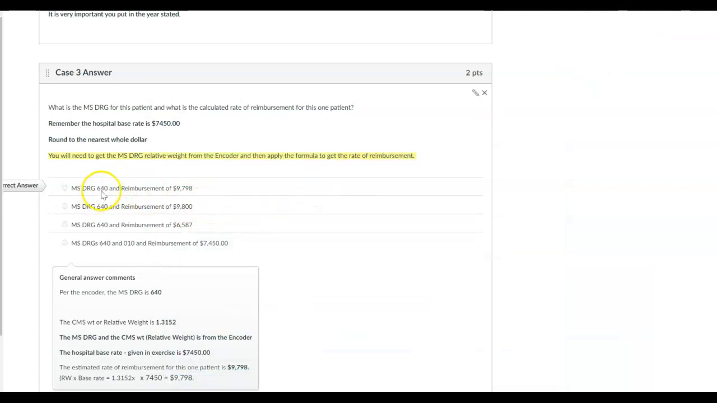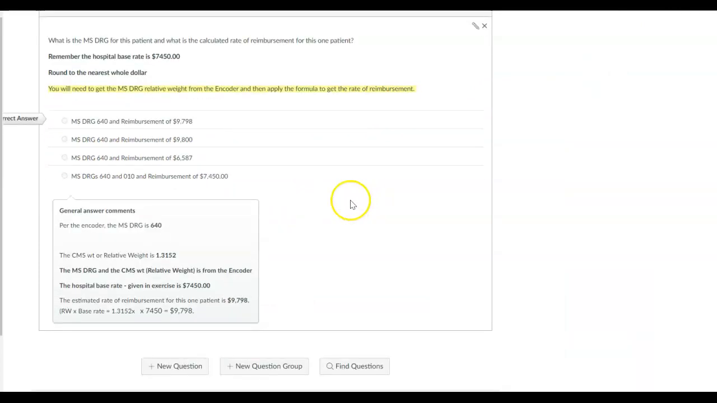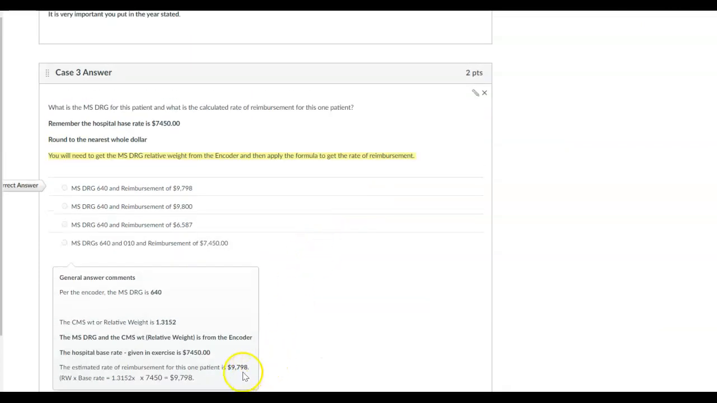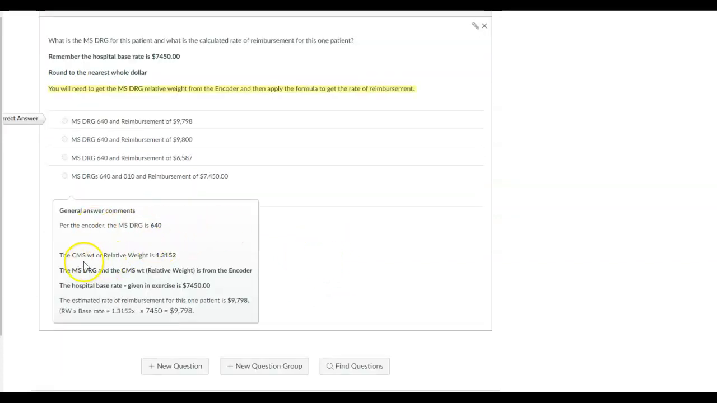Okay, so with the next one here, the DRG is going to be 640. Reimbursement, you need to figure it out, is $9,798. So remember, when we talk about relative weights, you take the relative weight times the hospital base rate, which equals 9,798. I do not round it up to 800. The only time you round it up is when it would come up to pennies or cents on that end.